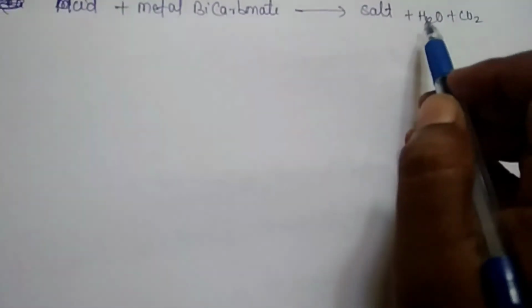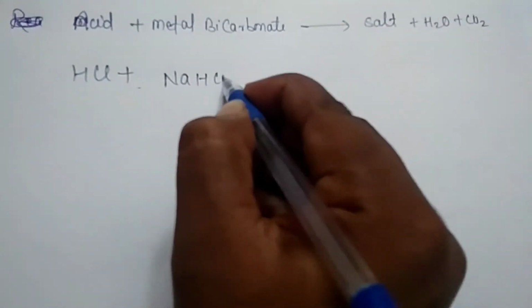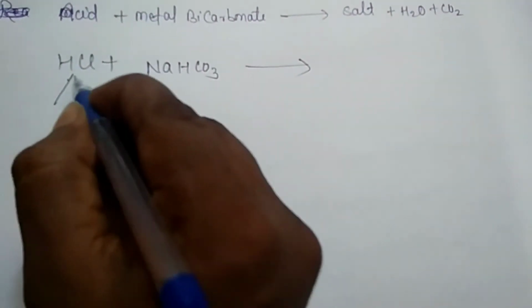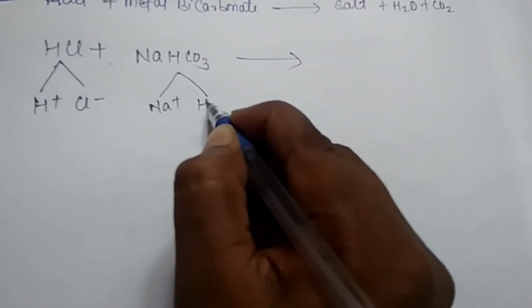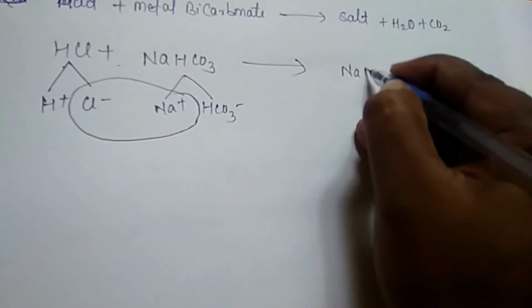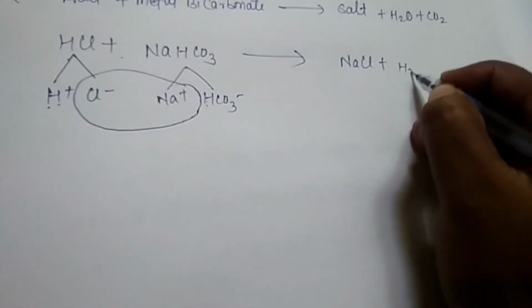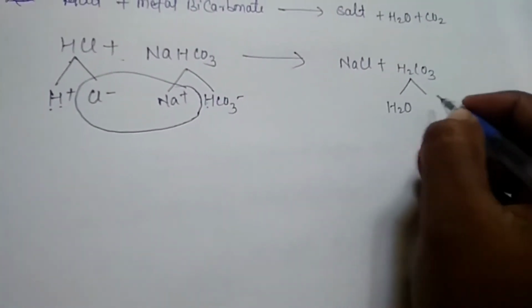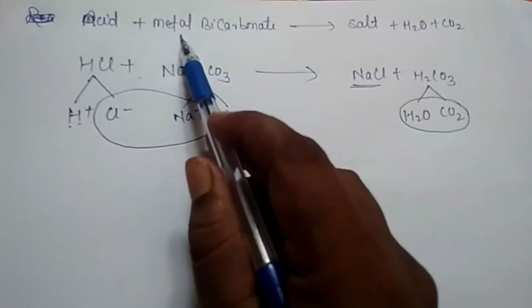Okay children, now see children, acid plus metal bicarbonate will produce salt, water and carbon dioxide. Let us take an example to understand this. Suppose this is hydrochloric acid and the metal bicarbonate is NaHCO3, sodium bicarbonate or sodium hydrogen carbonate. Now convert into their ionic form: H plus, Cl minus. This will convert into Na plus and HCO3 minus. Positive charge attracts negative charge, so it forms NaCl. Now children, H plus HCO3, hydrogen 1 and 1 is 2, so it forms H2CO3. I've already told you children, this is an unstable compound, so to make it stable, it is converted into H2O and CO2. Now we can see that the products are the same as with metal carbonate.